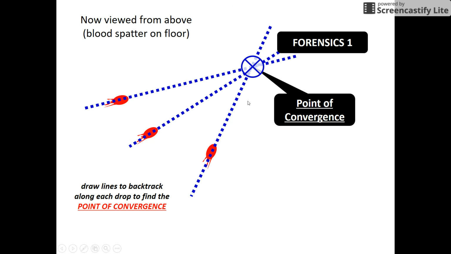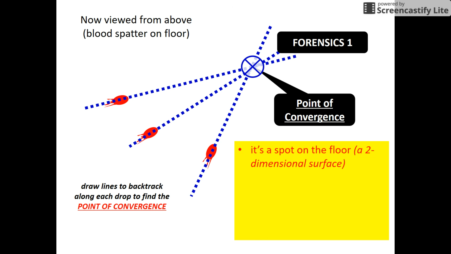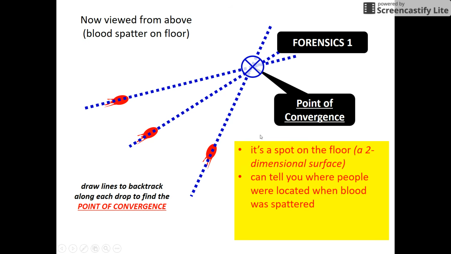Now, you learned this in Forensics 1. Maybe you don't remember that term, point of convergence, but you learned this concept about backtracking along the blood drops to find where they came from. So this idea of the point of convergence, it's basically like a spot on the floor. The floor is a two-dimensional surface. It can tell you where people were standing, people were located when the blood was spattered. And so basically, if you find the point of convergence, you know that the blood spatter originated directly above that spot, somewhere directly above that spot.